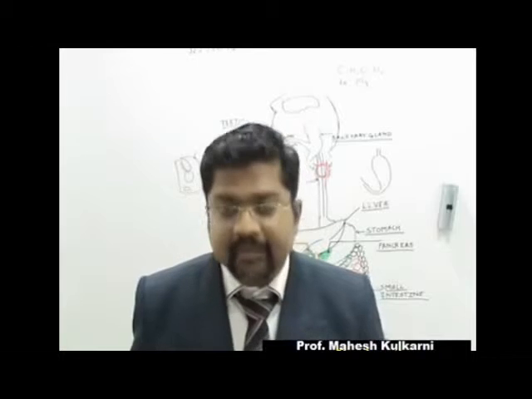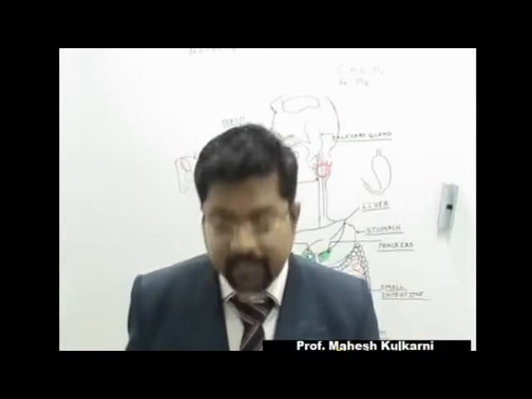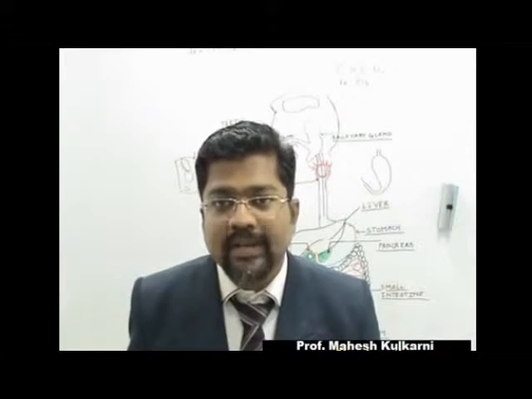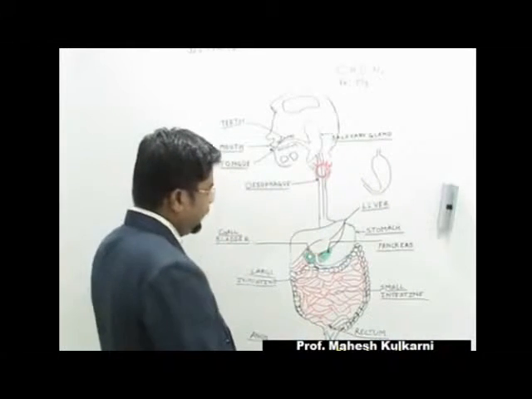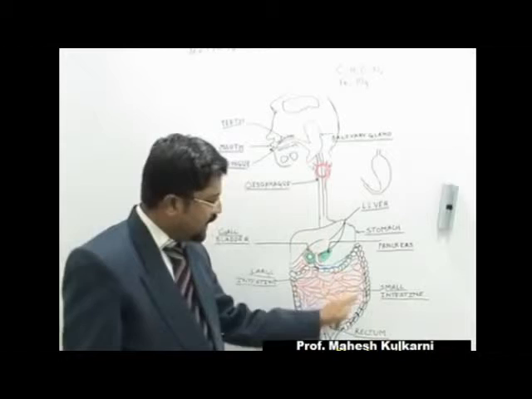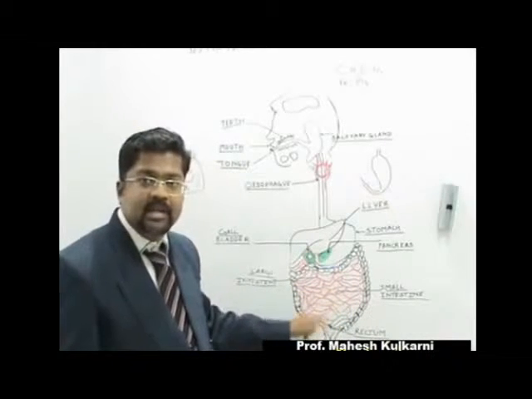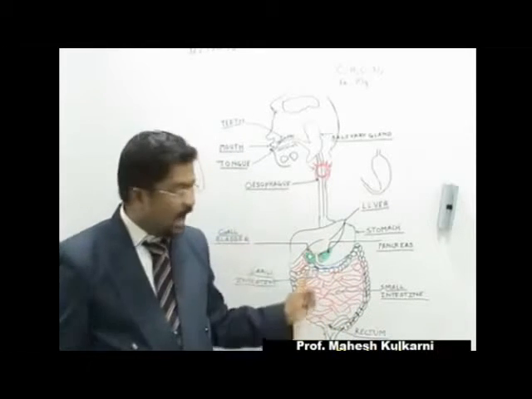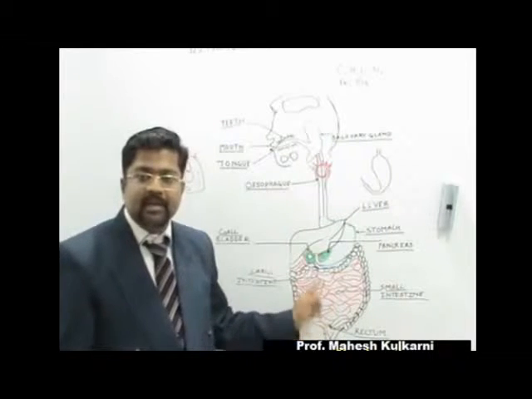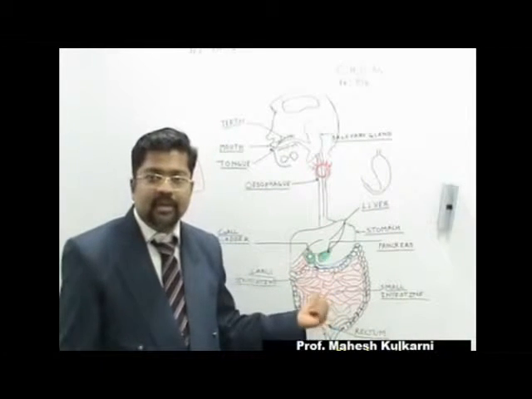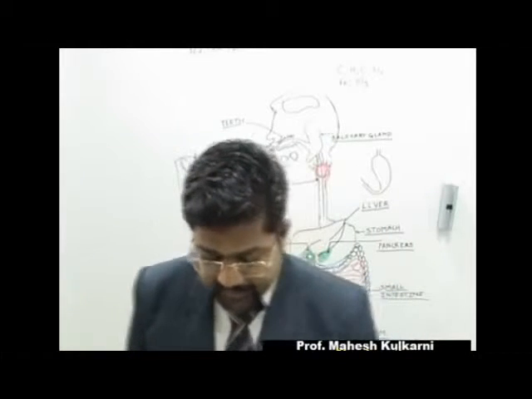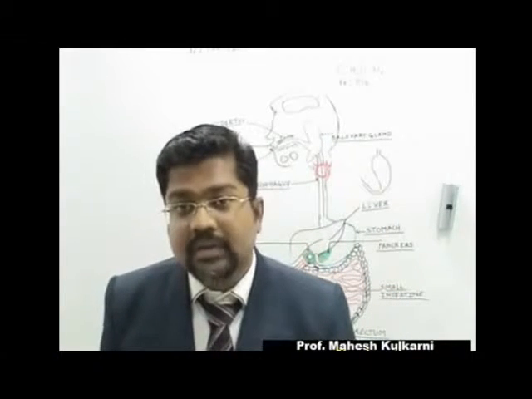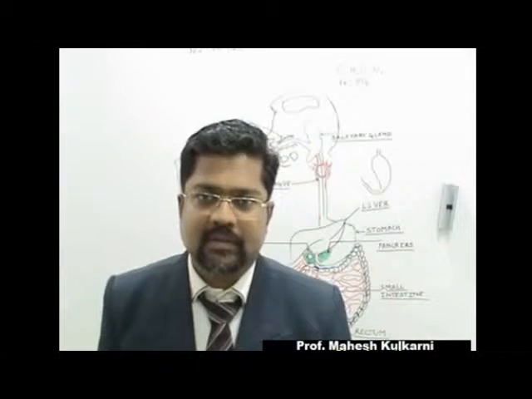Then the second part, that is the jejunum. This is 2.5 meters. So the next part here, whatever we are observing, is the small intestine. It is simply coiled and placed in the stomach part, because the net length of this intestine is around 6 meters.